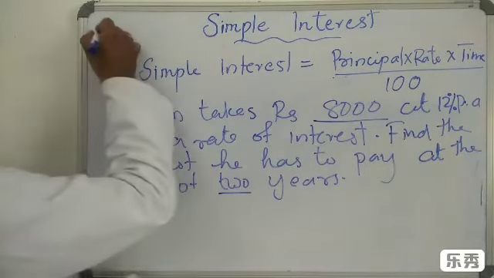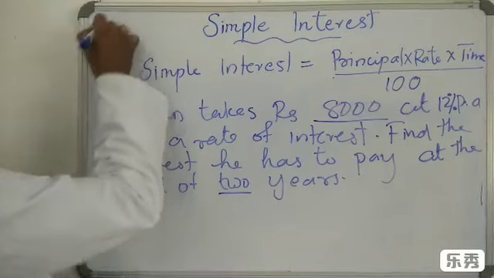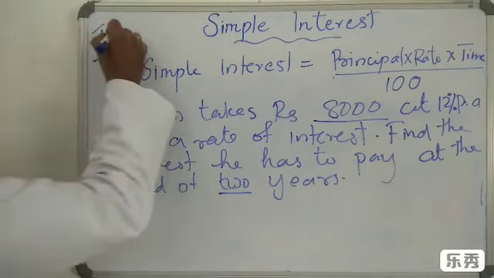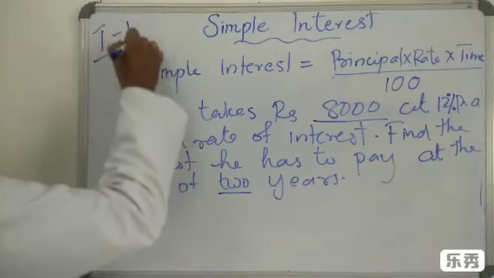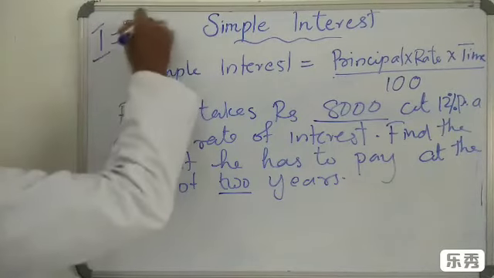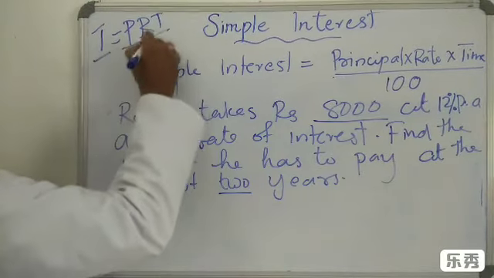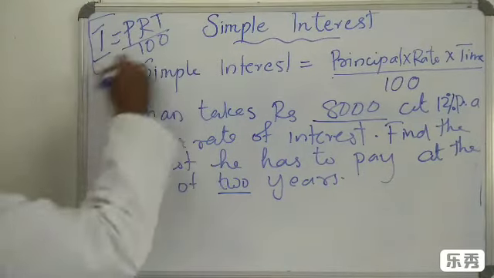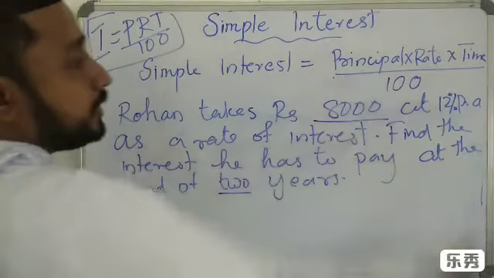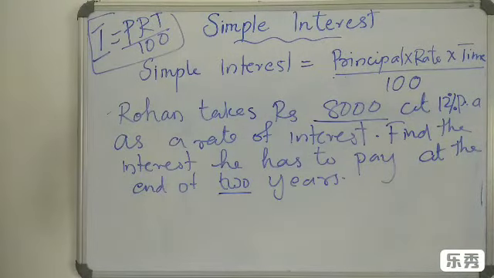So we can use the formula. Simple interest we can represent by I, which is equal to principal. We can use P, then rate R, time T, by 100. P R T by 100. This is our formula: principal into rate into time divided by 100. So interest is equal to P R T by 100.